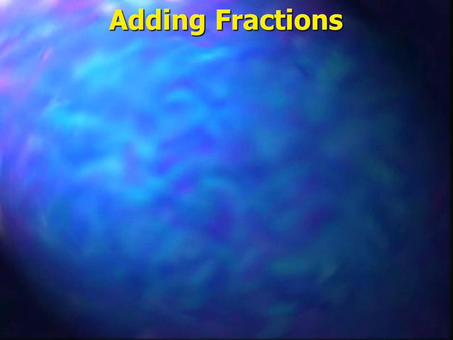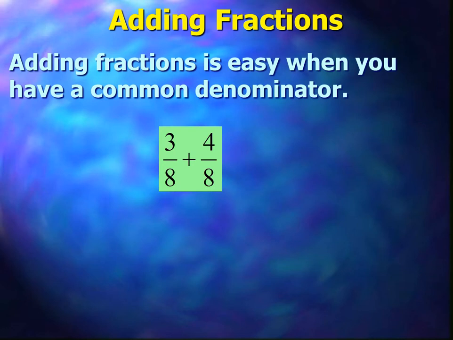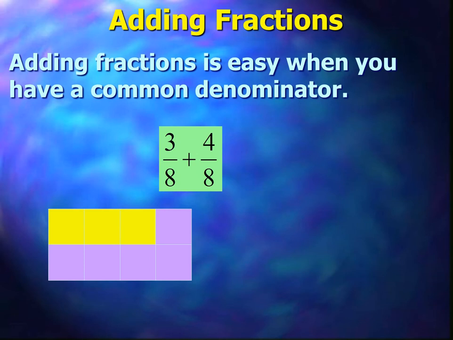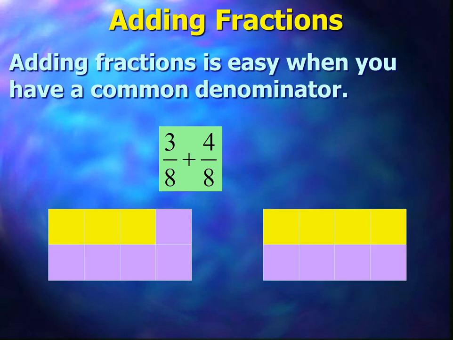Adding fractions. Adding fractions is easy when you have a common denominator. For example, 3/8 plus 4/8. Here is 3/8 in a picture form, and here is 4/8 in a picture form. When we add them together, the 3/8 moves over to the 4/8, which makes a new fraction. And this fraction is 7/8. There are 7 pieces out of 8 pieces altogether.